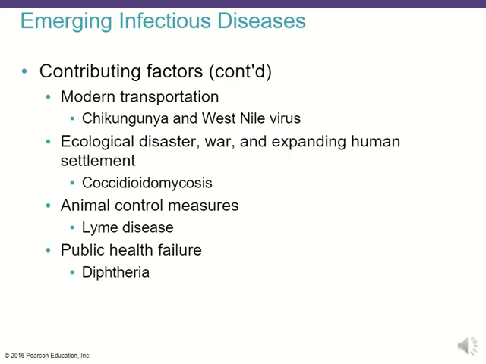Certain animal control measures that either have been relaxed or not in the proper amount of control could result in certain diseases spreading more easily to people, such as in the case of Lyme disease, and in the case of public health failure, where certain facilities are not maintained properly, such as clean water infrastructure, which may result in diphtheria.